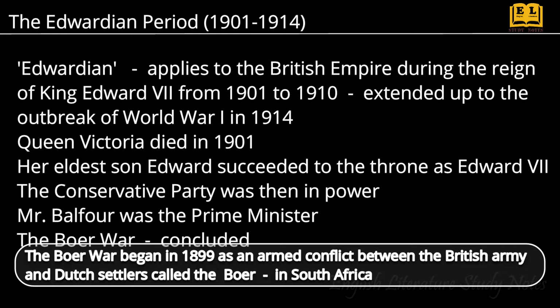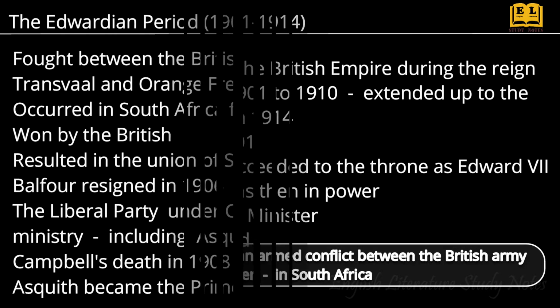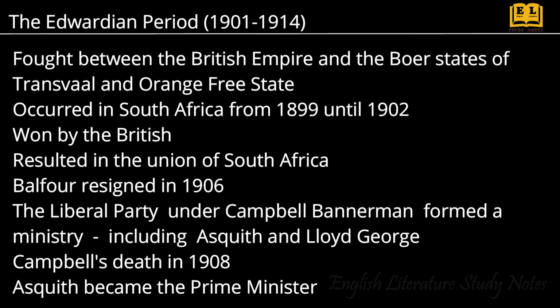When Queen Victoria died in 1901, her eldest son, Edward, succeeded to the throne as Edward VII. The Conservative Party was then in power and Mr. Balfour was the Prime Minister. Soon the Boer War was concluded. It was fought between the British Empire and the Boer states of Transvaal and Orange Free State. It occurred in South Africa from 1899 until 1902. It was won by the British and resulted in the Union of South Africa.